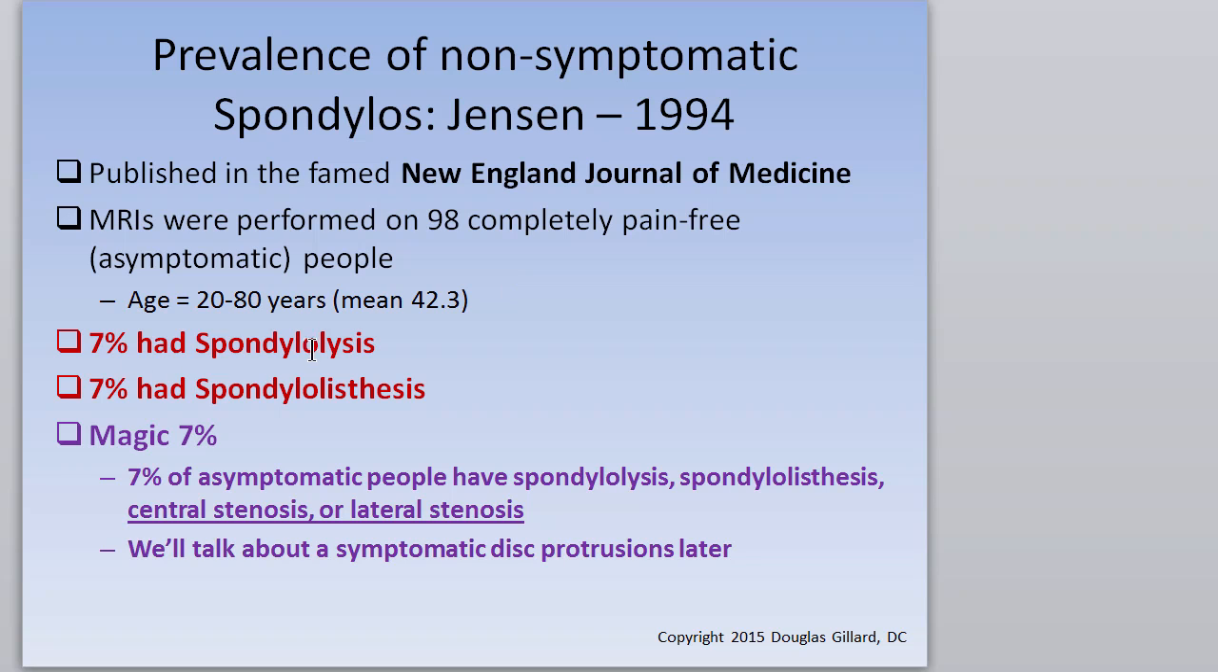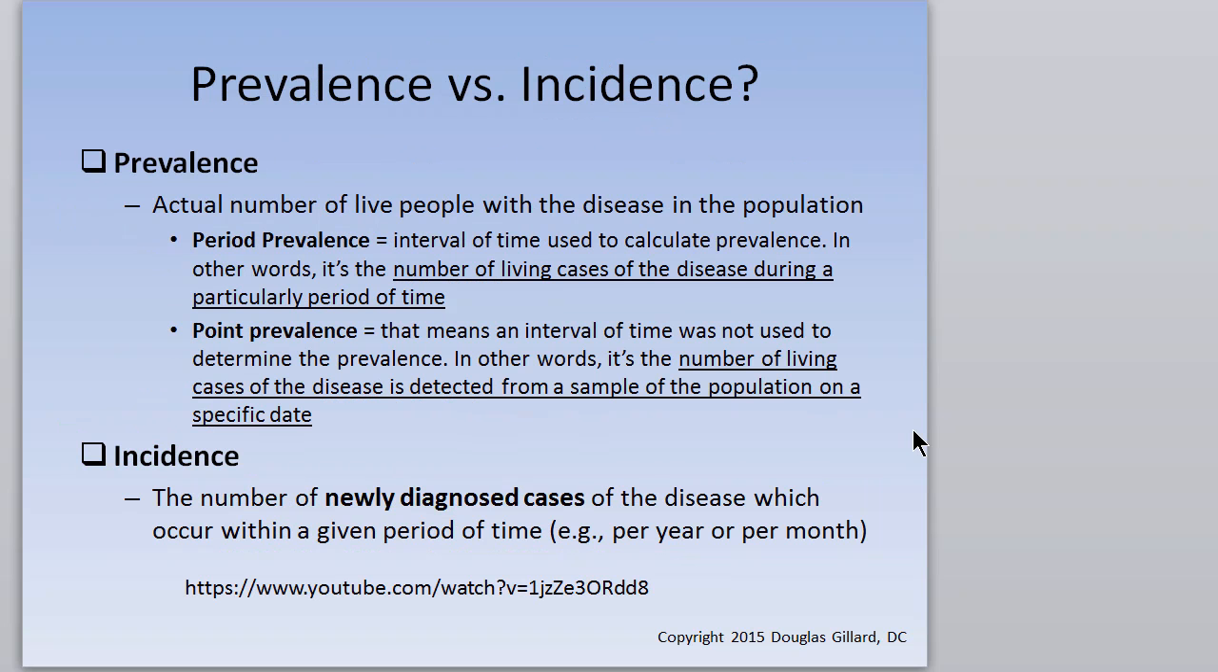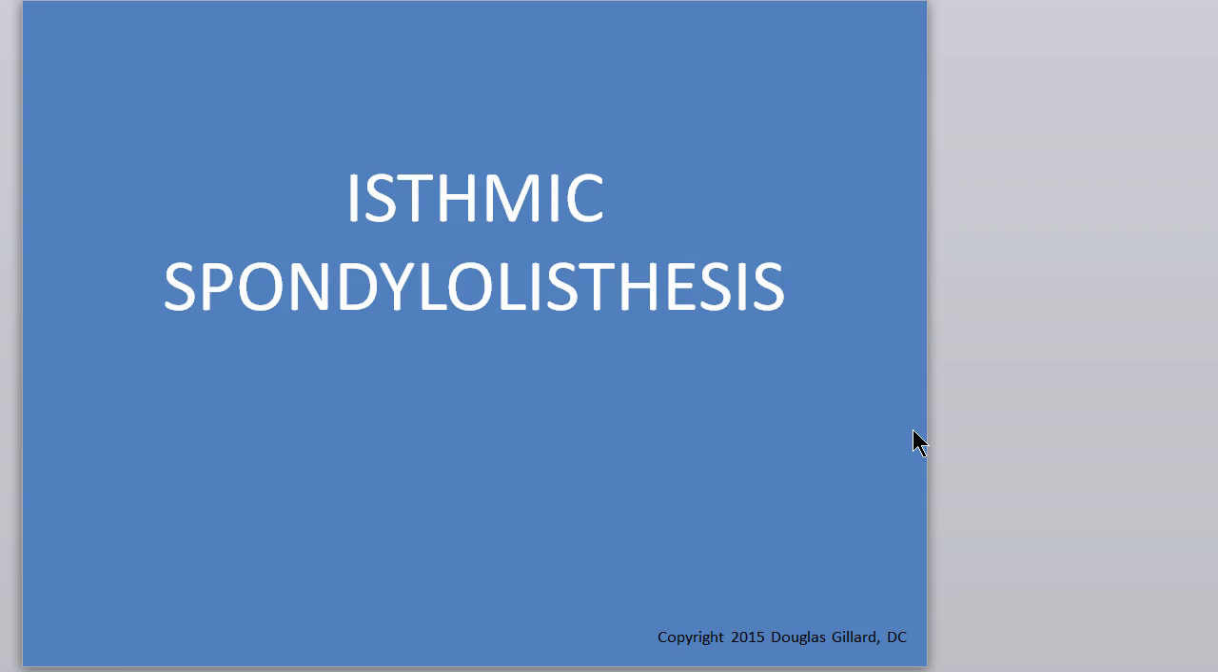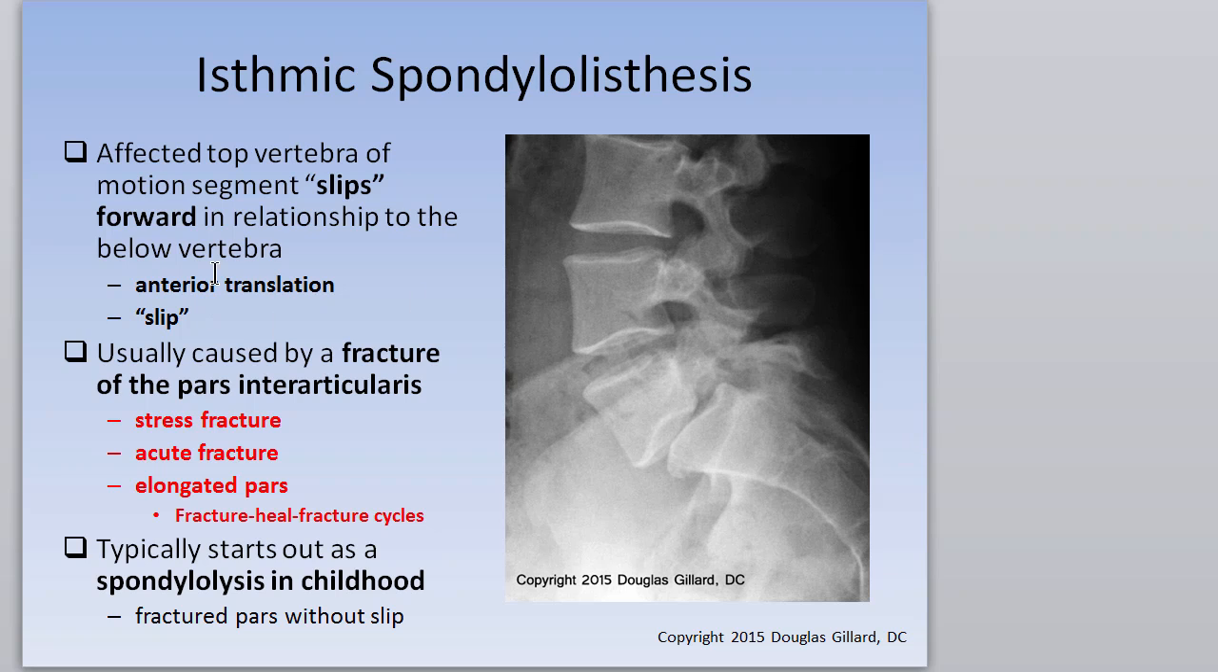So 7% had spondylolysis, 7% had spondylolisthesis, 7% had central stenosis or lateral stenosis together. Yet they had no symptoms whatsoever. So memorize a piece of the puzzle. Isthmic, you should know all about isthmic. Again, it's real easy to make questions. So know all these little facts here and there.